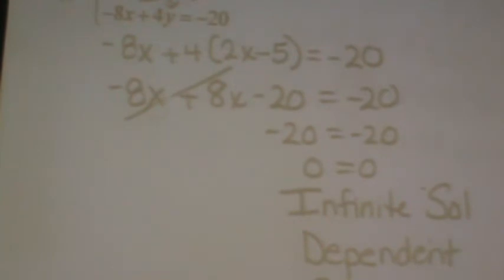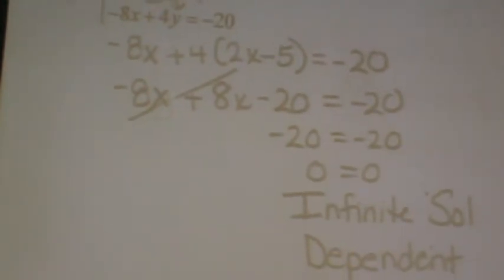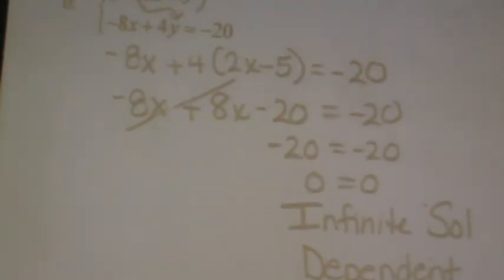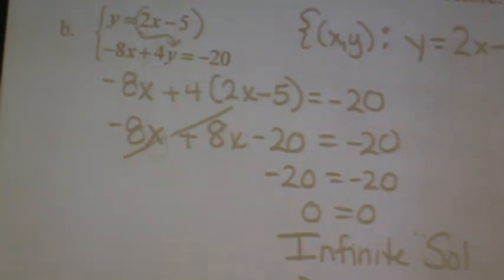Okay, do you remember, one last thing, another way to write the answer to this problem? Can anyone say it? Bracket, go ahead, bracket, x comma y, such that, y equals 2x minus 5. There you go. That's how you would write it.